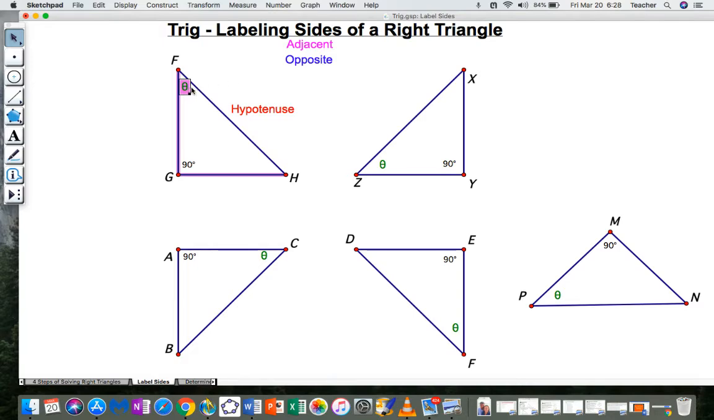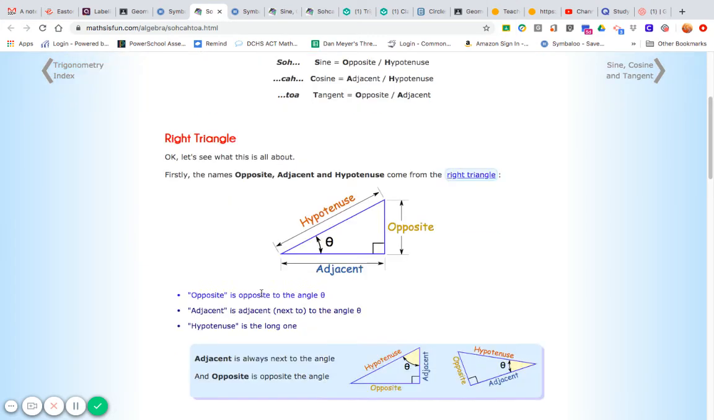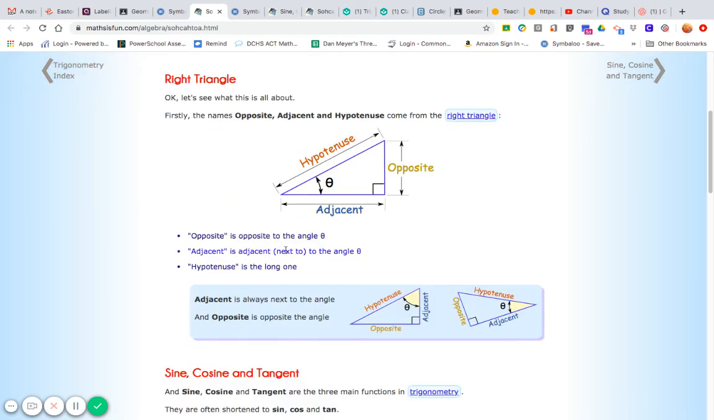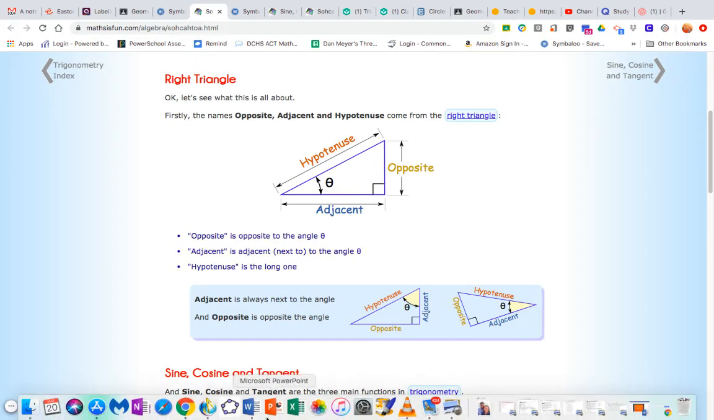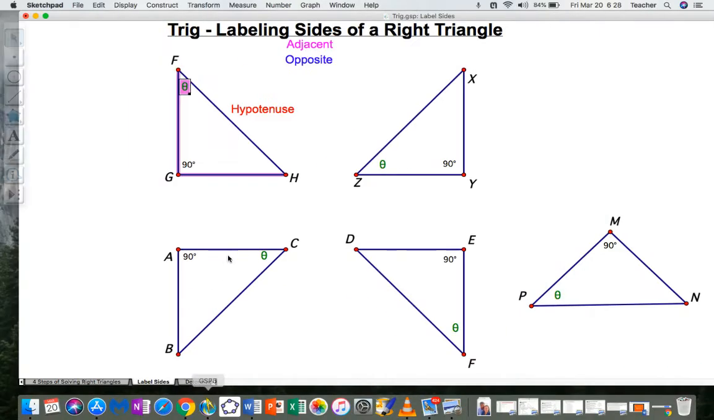that either I'm trying to find or I'm using, I have to label one of them adjacent, one of them opposite. Well, go back to when we talked about adjacent. Adjacent means next to. Okay, opposite is opposite, but adjacent means next to. So if I'm talking about this angle, this is the side next to, this FG. So that would be labeled adjacent, which would make the other one opposite.